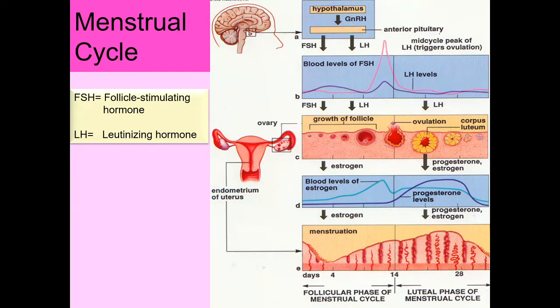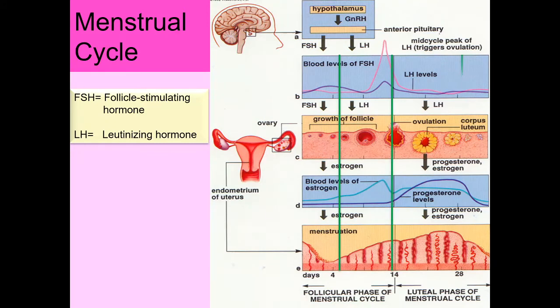And the cycle continues. So these are all the different things. And what I like about this panel is it kind of lines them all up so you can see what's going on with the brain, the hormones, the ovary, the endometrial layer all at one time. And you see how they all sort of work together.